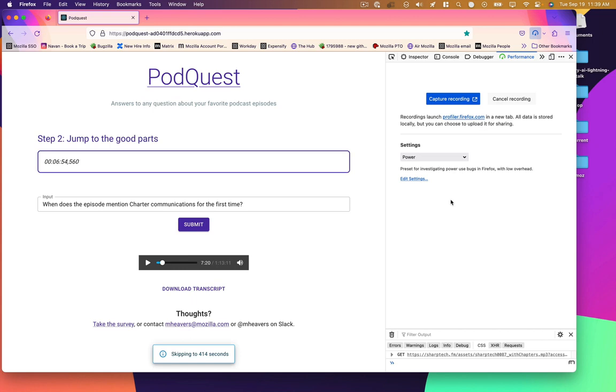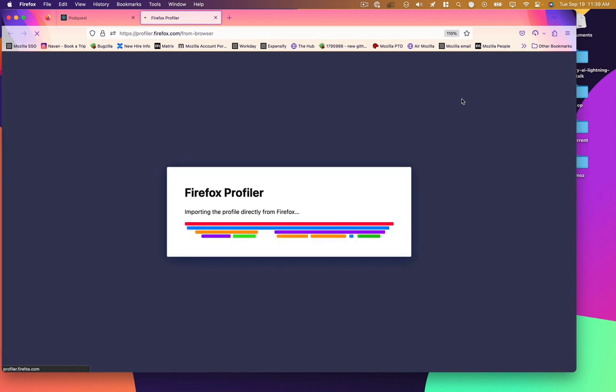So this is probably some average user activity for the website. And so I'm going to go ahead and capture this recording and take a look at my network traffic. This will take a bit of time, and then Firefox will open up the profiler, and we can see what our computer was doing while we were running this website.